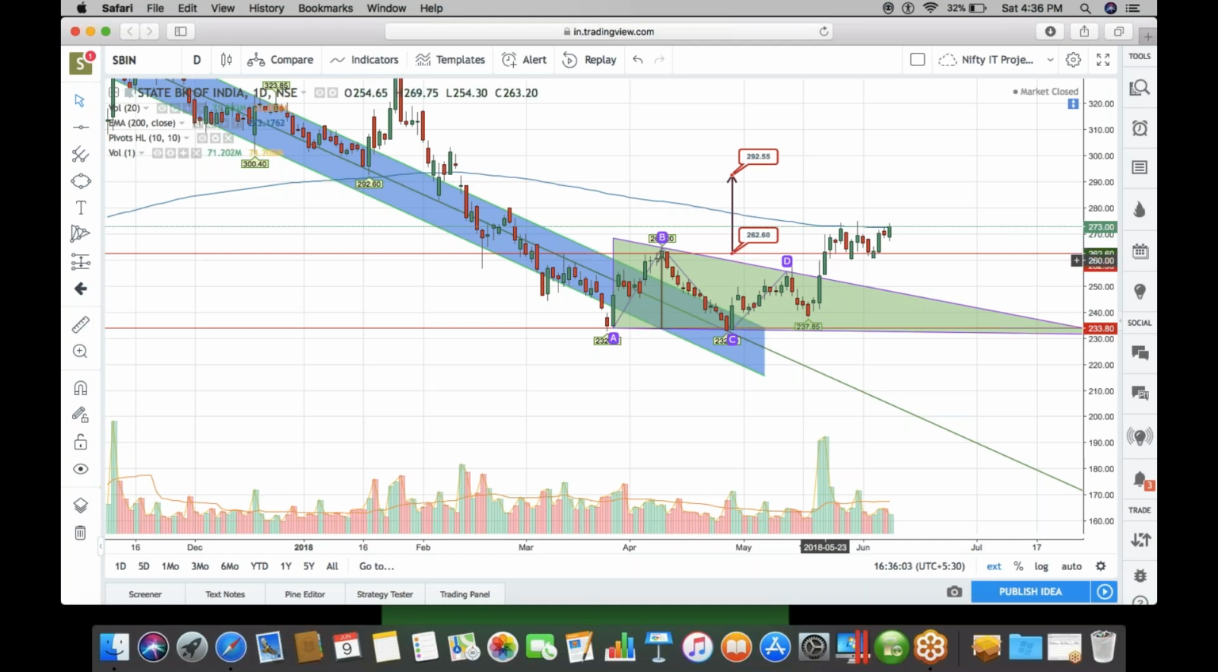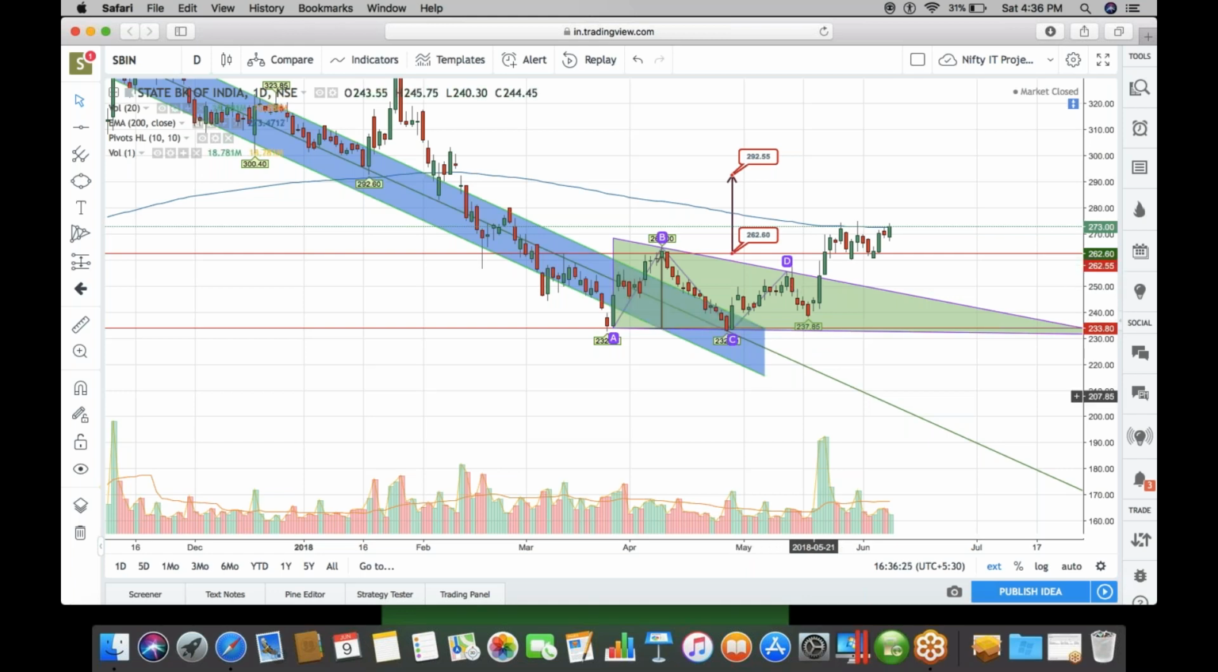So this is a particular channel between 262 and 232 in which prices are moving. Ideally this particular thing is called a double bottom pattern. So price has touched twice at this point, and came up.